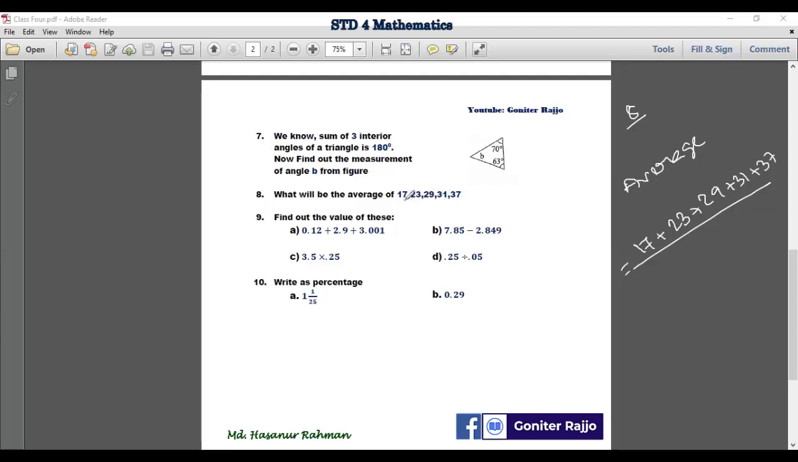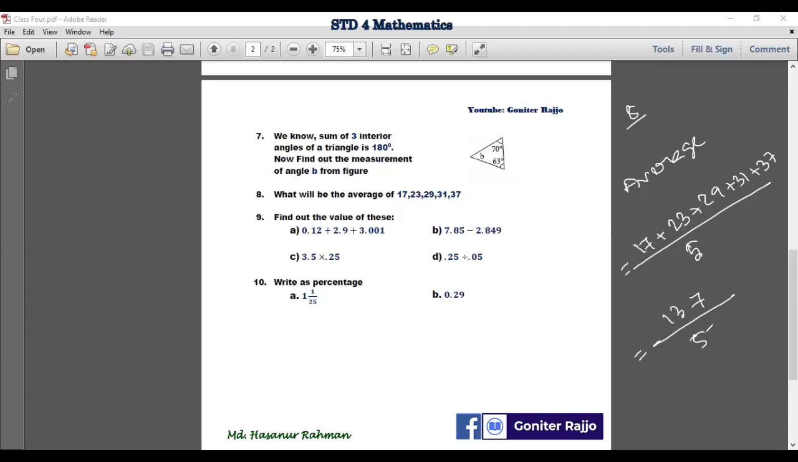So we can see there are 5 numbers: 1, 2, 3, 4, 5. Yes, 5 numbers. So if we divide this addition by 5, then we'll get the average. So what is the addition of this one? 7 plus 1, 8. 8 plus 7, 15. 15 plus 3, 18. 18 plus 9, that should be 27. 7 will be there. 2, 3, 5, 3, 8, 2, 10, 2, 12, 12, and 1, 13.